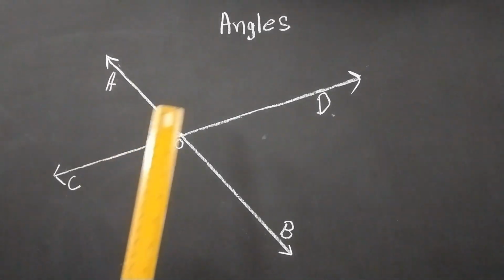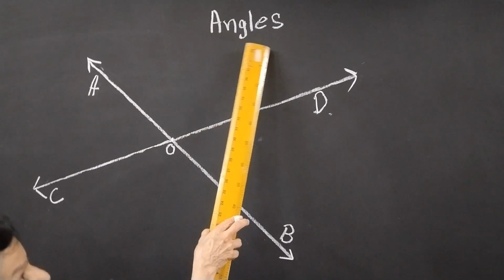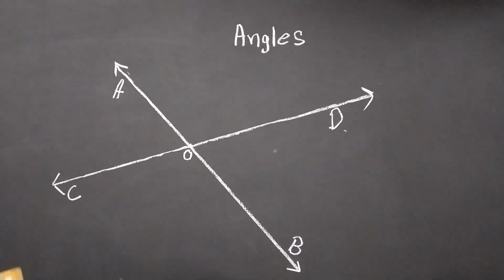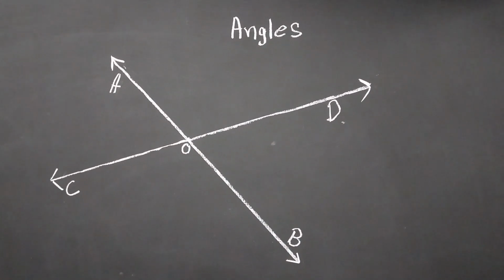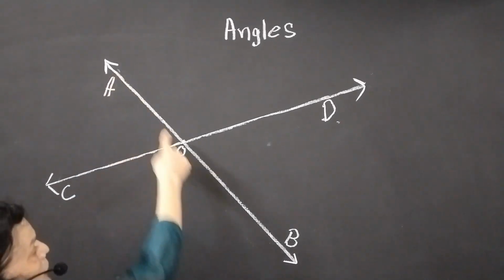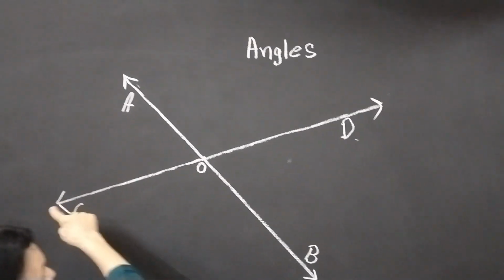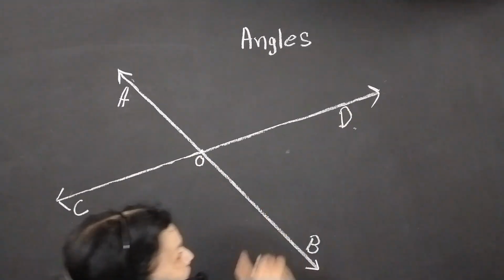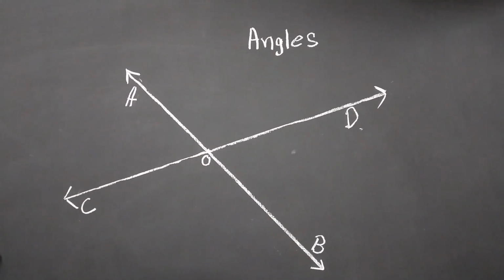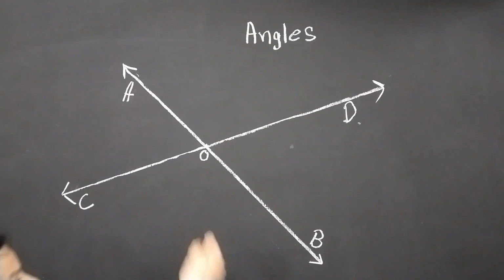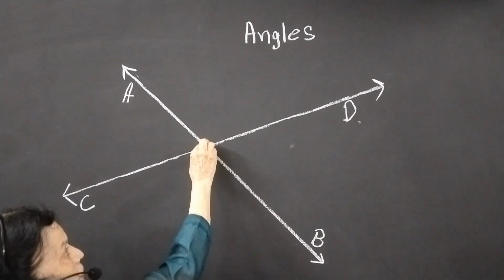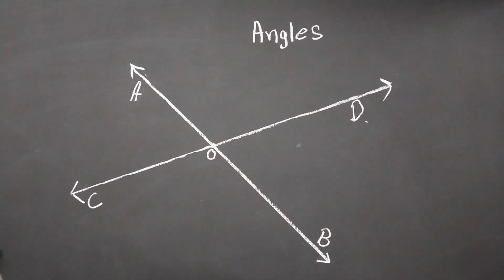Everybody, today we will study angles. Now here on the blackboard, I have shown two lines. AB is one line and CD is another line. And they are intersecting each other at one point, which we have called O.